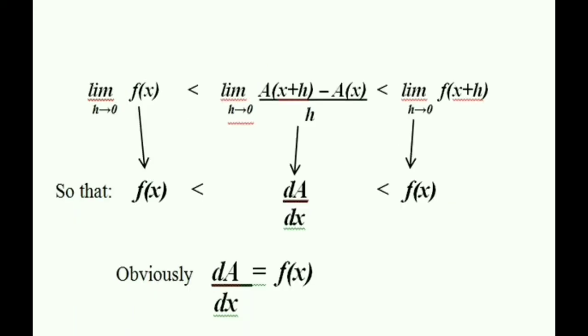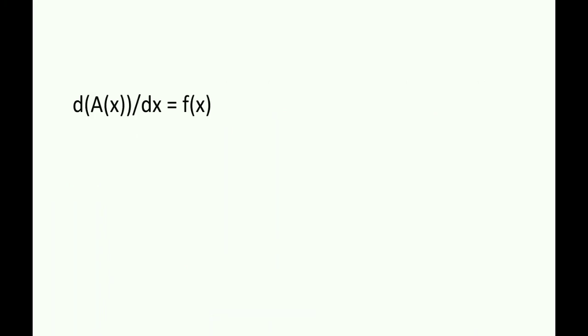Now we can see that as h approaches 0, f of x equals f of x plus h, and if we recall, the middle term as h approaches 0 is the derivative of the area, because we know that the derivative of f of x equals f of x plus h minus f of x divided by h, where h tends to 0. So from this we can say that f of x is the derivative of the area function. So it's obvious that finding the antiderivative of our function will give us the area of that function.